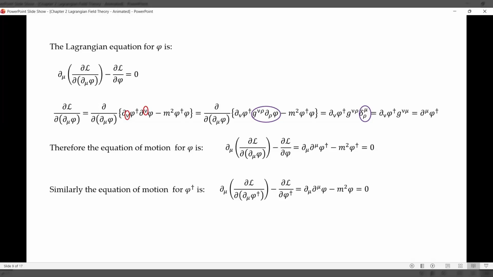A completely similar procedure gives the equation of motion for phi adjoint. So both phi and phi adjoint satisfy the Klein-Gordon equation, confirming that the complex scalar field obeys the same relativistic dynamics as the real one. Pause the video here if you want to copy the full derivation.